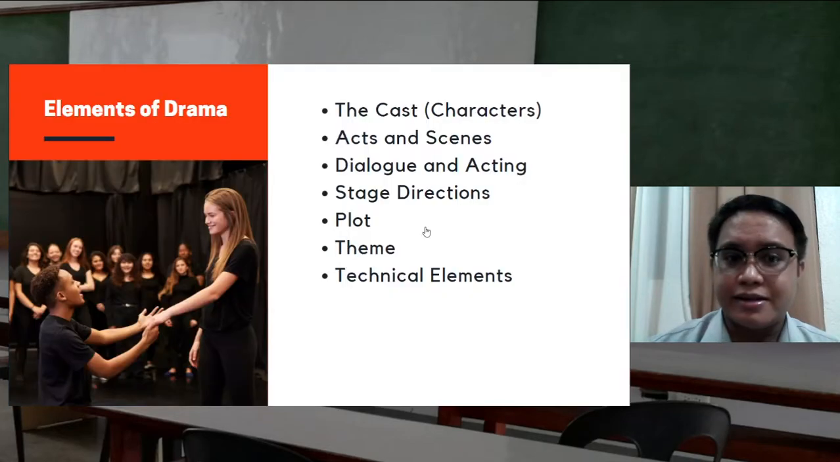And then the dialogue and acting. Stage directions. Plot, theme, and the technical elements of drama. So, let's move forward with our elements of drama. First, we have the cast, okay?